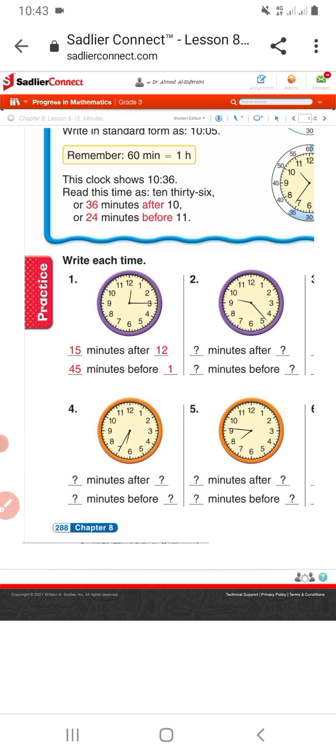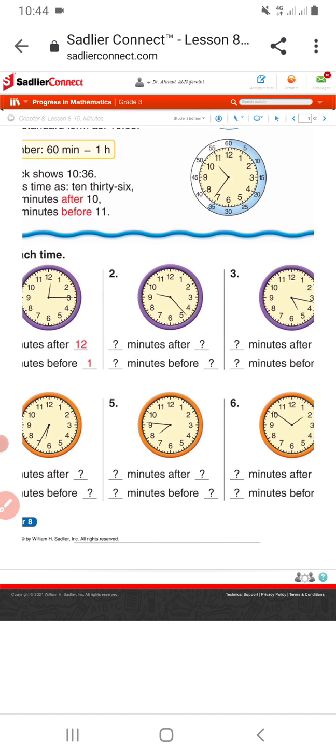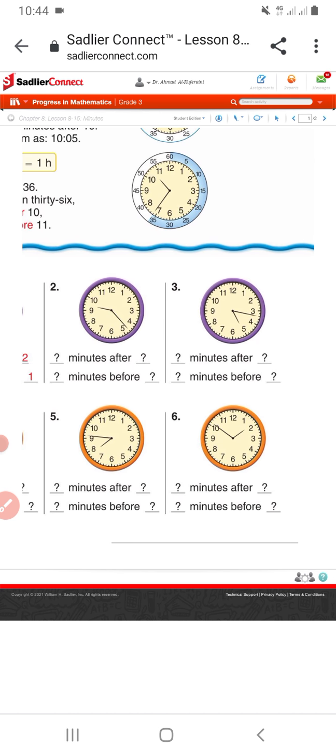By the way, we use the first one more than the second one. Okay, we usually use 15 minutes after 12, or we say quarter past 12. Okay, now check number 2.